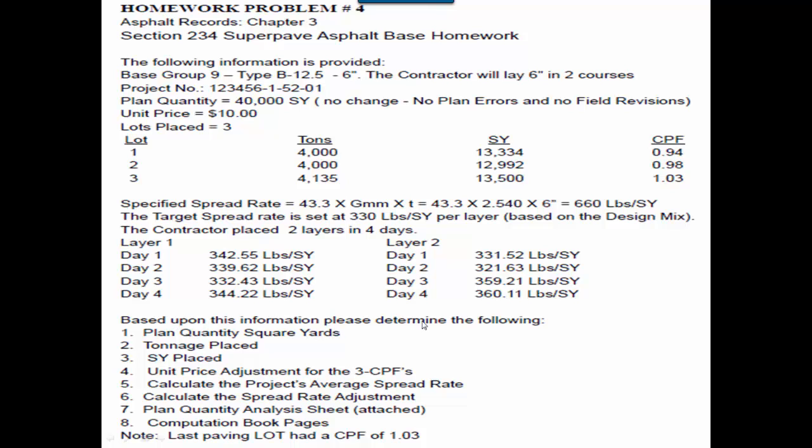All right, so based upon the information, they want us to do the following. They want us to find out the planned quantity square yards, the tonnage placed, the square yards placed, the unit price adjustments for the 3 CPFs, which is up here. Calculate the project's average spread rate and calculate the spread rate adjustment. Also, they want us to put it in the comp book sheets on the planned quantity analysis sheet, which we'll see in a few slides here. The computation book pages, and note the last lot had a CPF of 1.03. So let's get started.